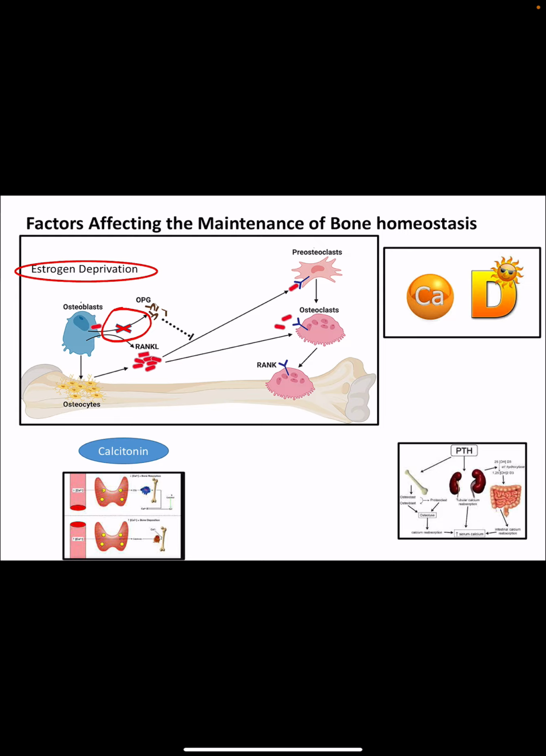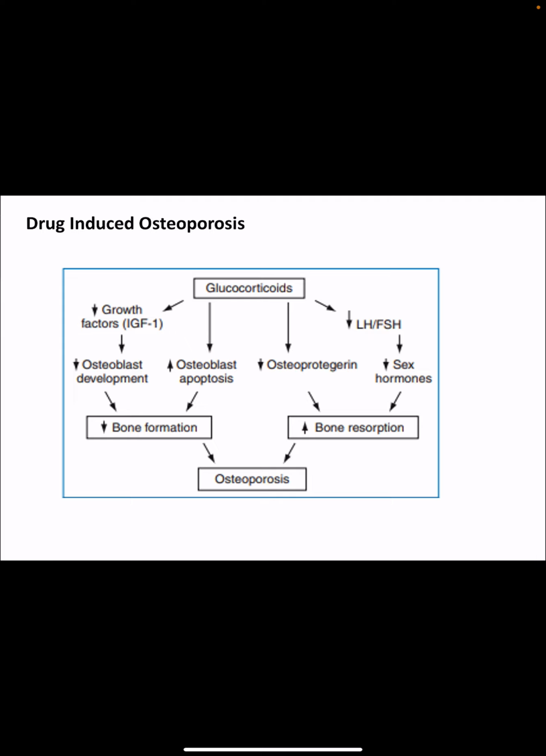Drug-induced type. So what do you think of the glucocorticoids? What do glucocorticoids do to an osteoporotic bone, or how do they increase osteoporosis? They stimulate osteoclastic activity through what? They will also inhibit osteoprotegerin.